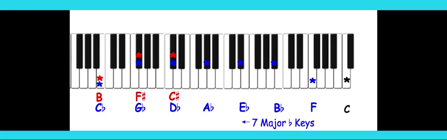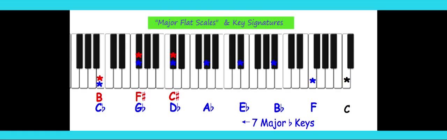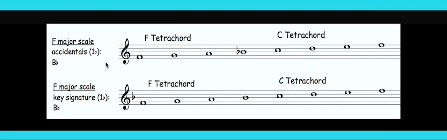In the last video, we went over how to write each of the major flat scales with accidentals. We also went over the order of flats. Now we're going to write each of the major flat scales with their own key signature. Here are the scales written two ways, one with accidentals and the other one with a key signature.